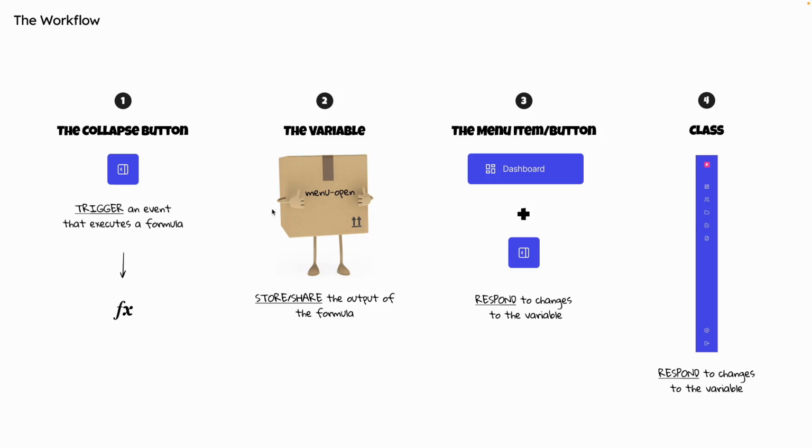We will also set the data type of this variable to be a Boolean, which means that it will only ever be true or false. So the output that comes from the formula will only ever be true or false. And when the value of this variable is true, all of these elements will be visible and the width of the navigation sidebar will be expanded. When the value is false, these elements will be hidden and the width will be reduced. In that way, the menu item, the collapse button, and the width will all respond to changes to the variable.